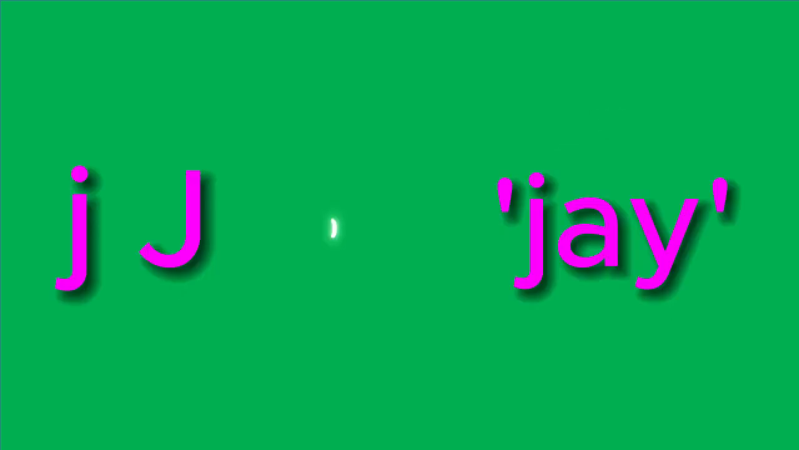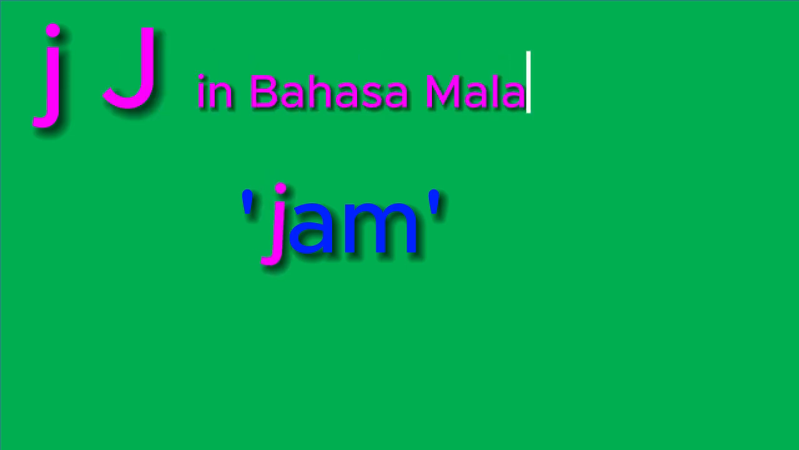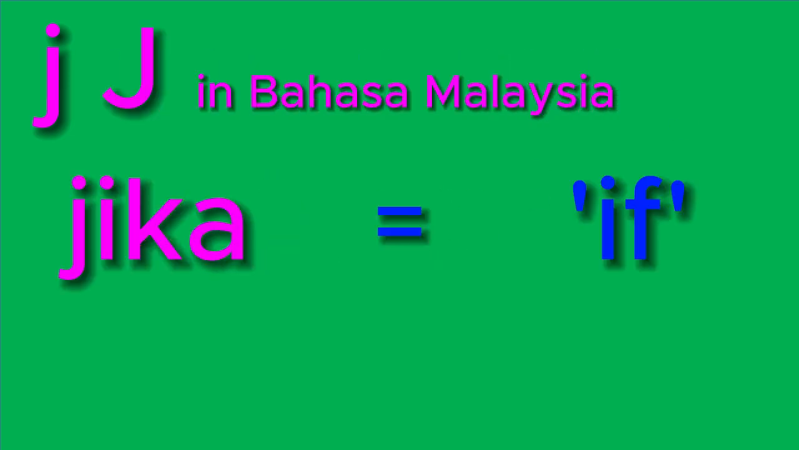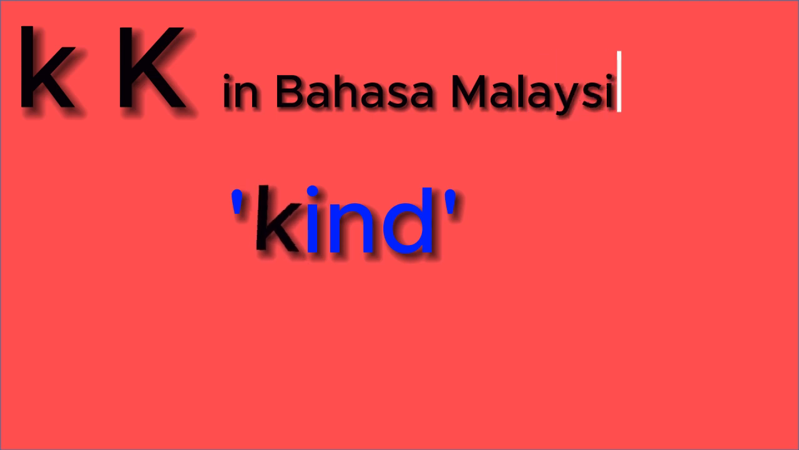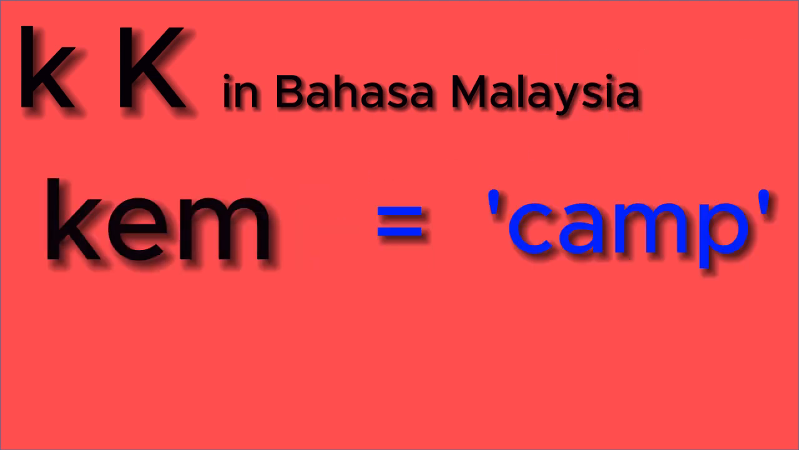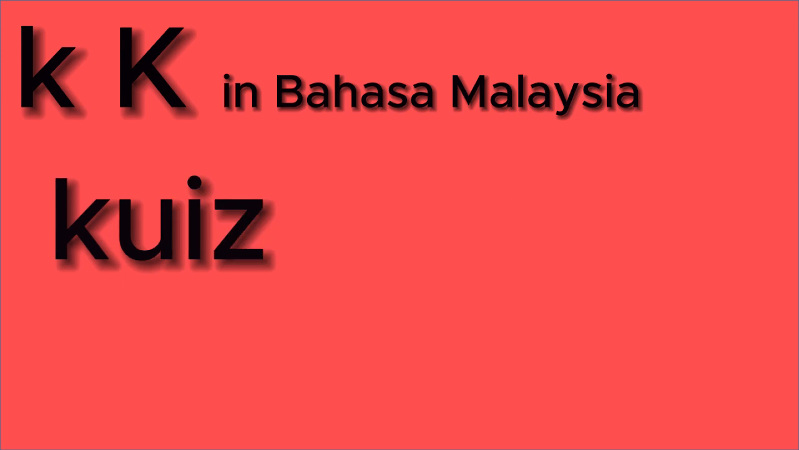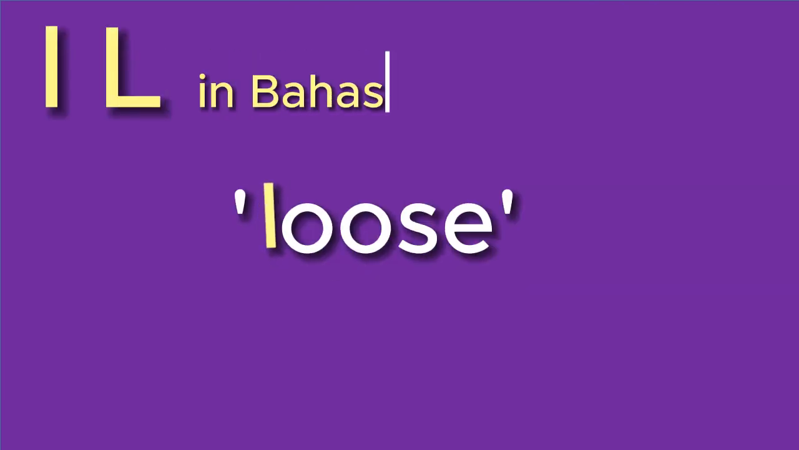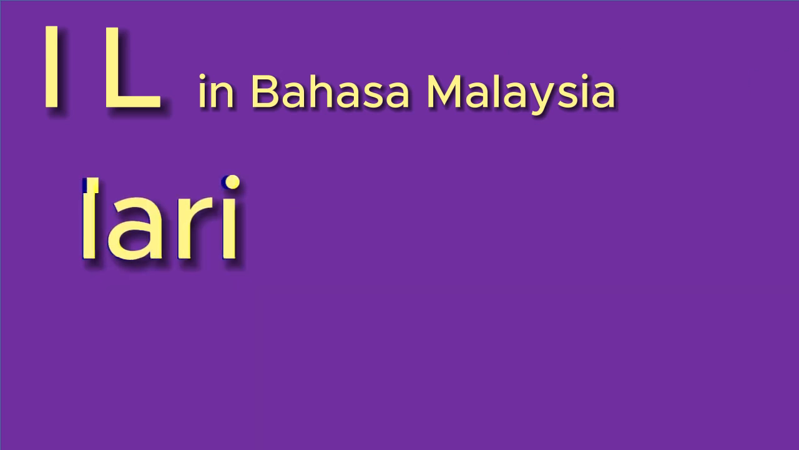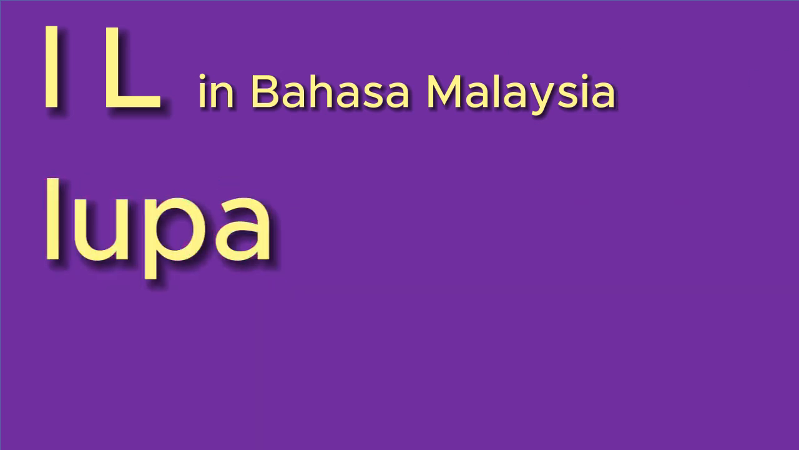J is pronounced as J as in the words Japan, join, jam. In Bahasa Malaysia, jika means if, juta means million. K has a K sound as in the words kite, kind. In Bahasa Malaysia, K forms words like kem, which is camp, and kuiz means quiz. L is as it is, as in the words such as light, let, loose. In Bahasa Malaysia, you find words like lari, run, lupa, forget.